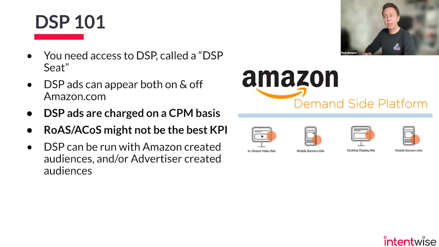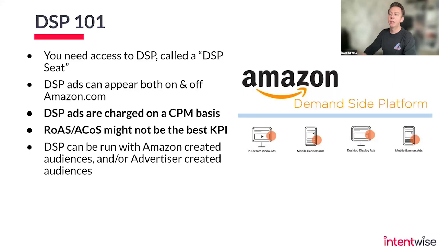Second is that DSP ads can appear both on and off Amazon.com. There are a number of sponsored ads that also can share this property, but DSP ads offer a lot more control over exactly where they do appear, and we'll get into that later. One of the biggest differences is that DSP ads are always charged on a CPM basis. If you don't know what CPM means, that stands for cost per million. And essentially you are billed a certain CPM, let's say it's $5 for every 1,000 impressions that your DSP ads receive.